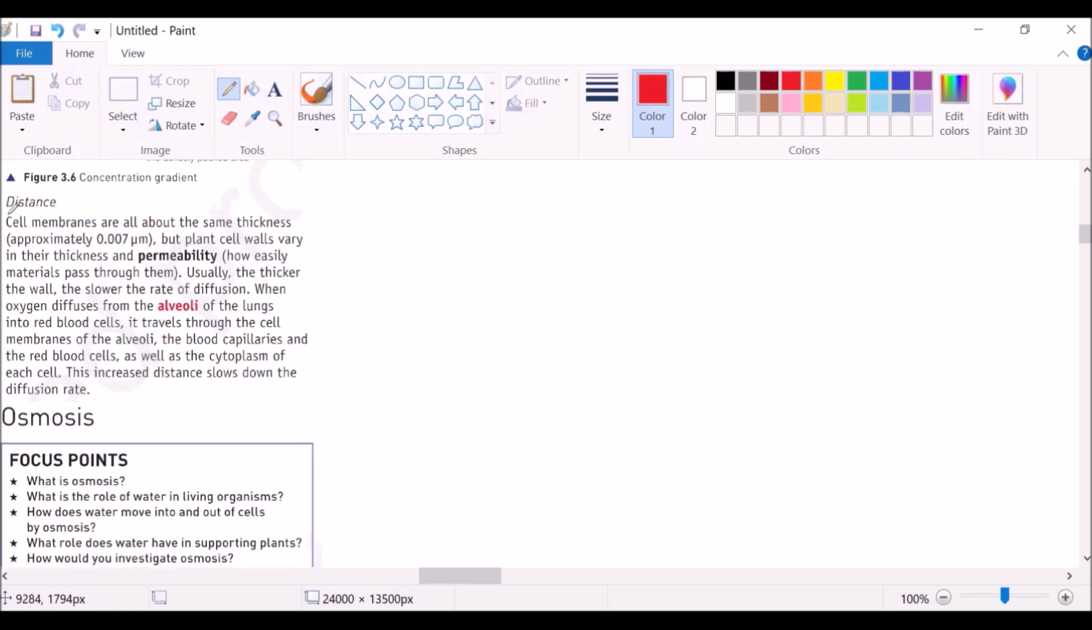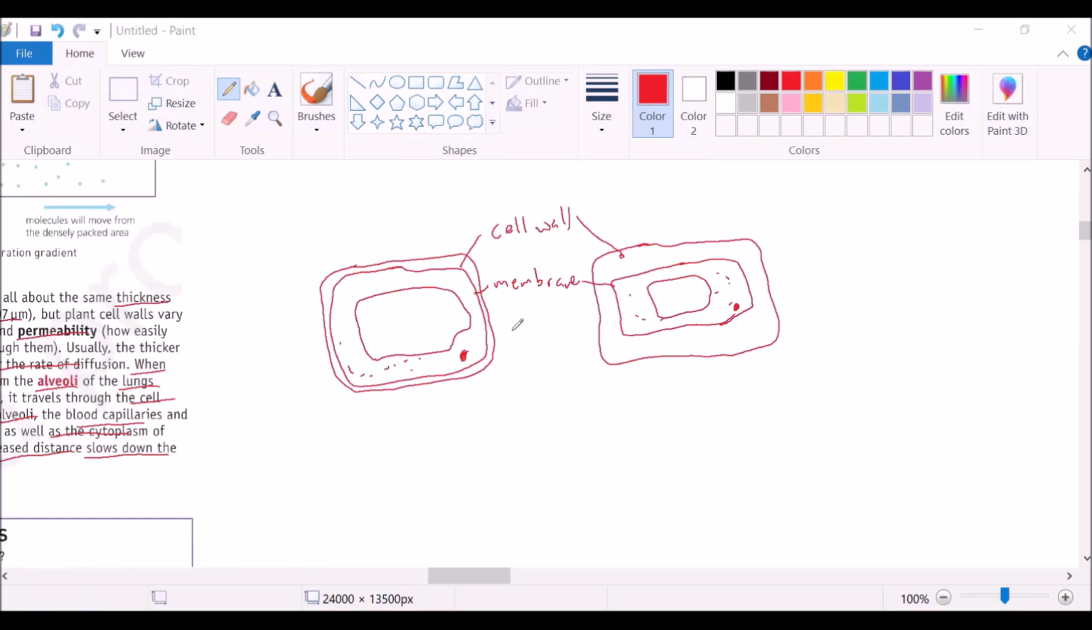Now we move on to distance as a factor that affects the rate of diffusion. Cell membranes are all about the same thickness, approximately 0.007 micrometers. But plant cell walls vary in their thickness and permeability. Usually, the thicker the cell wall, the slower the rate of diffusion. From this illustration, we can see that this cell has a thin cell wall, and this cell wall is thick.